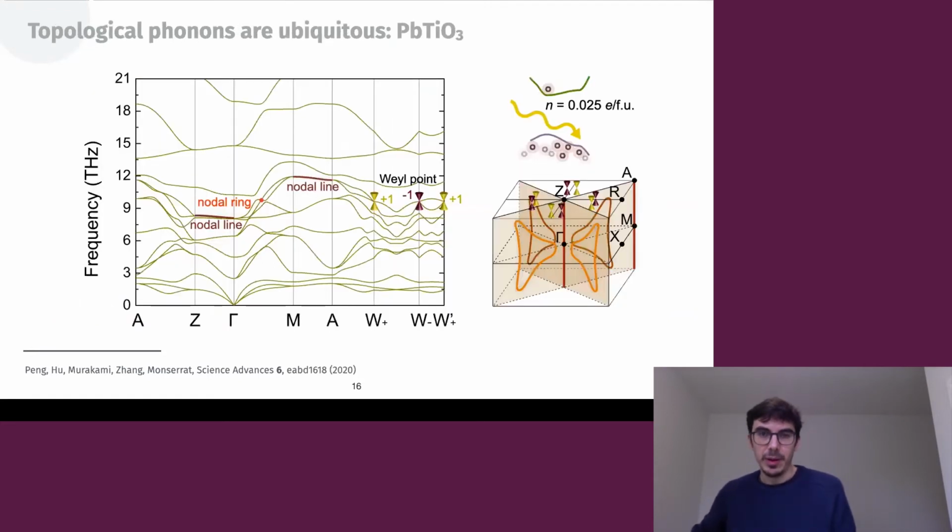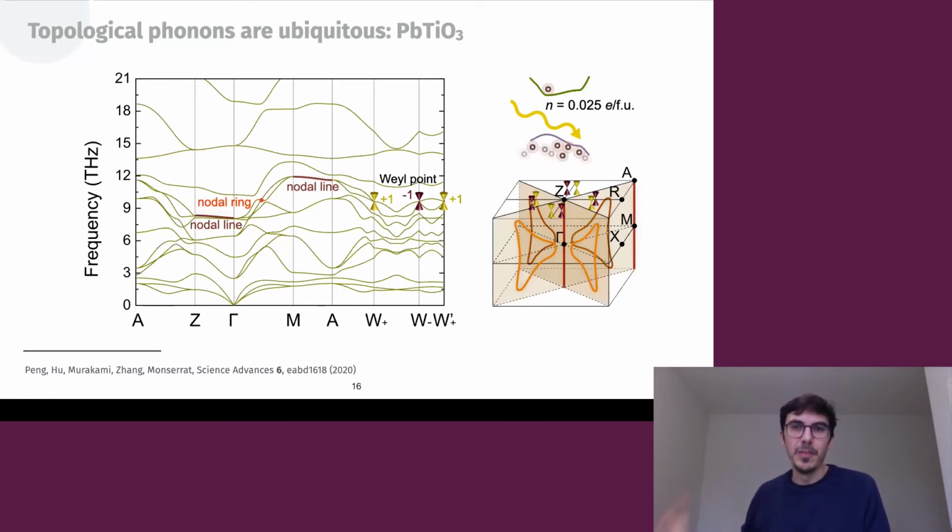Okay, so as I said, because these crossing points, for example, are rather generic, then we think that topological phonons should be rather generic. And what we're finding is that that is indeed the case. So up to this point, I've been discussing barium titanate, but we actually have studied now a range of other materials, and pretty much in all of them, we've been encountering interesting phonon features, phonon topological features.